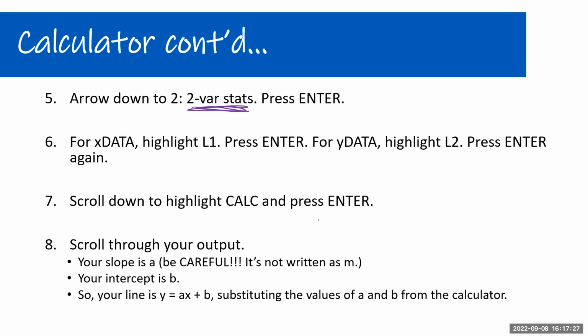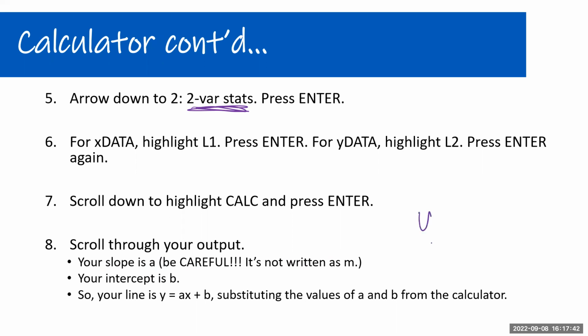It's going to give you a bunch of output, okay? You don't need, especially at this point in our class, most of that output. Your slope is given by A. It is not given by M. That is probably the single hardest thing to remember here.